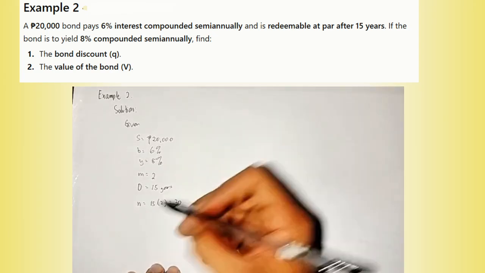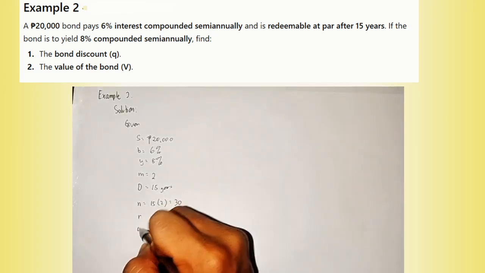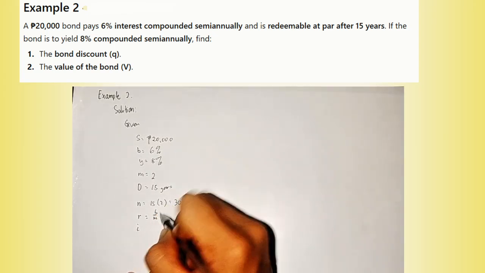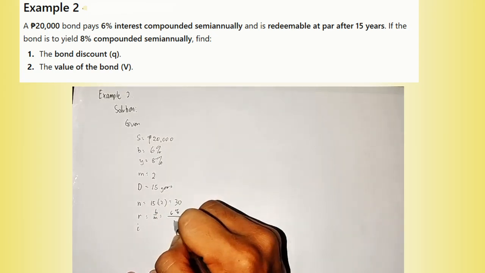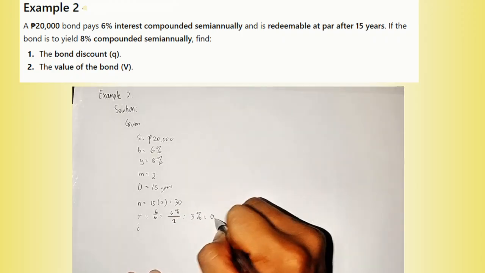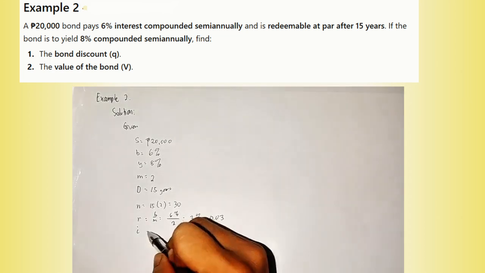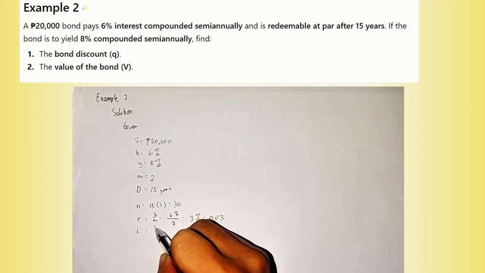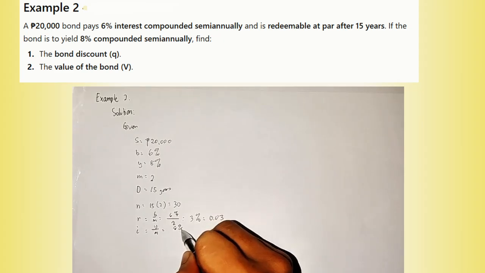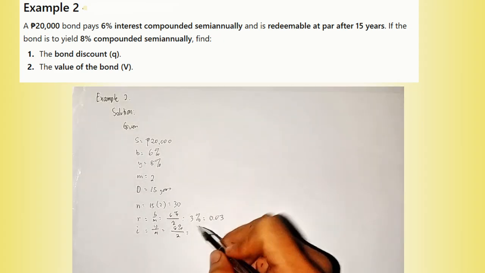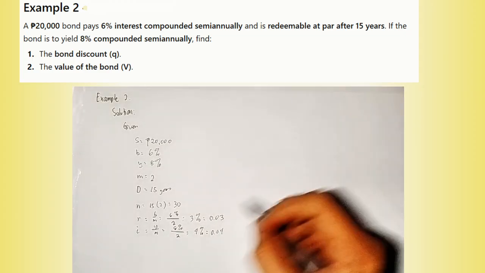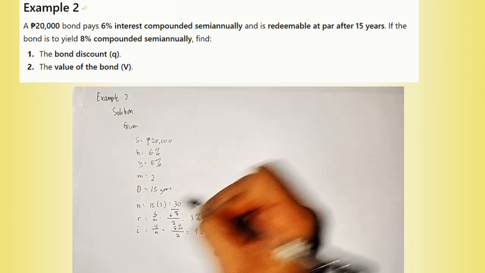Now, let's find the R and the I. R is B over M, and B is 6% over 2, so 3% or 0.03. And I is Y over M. Y is 8% over 2, basically 4%, 0.04. We have these values.